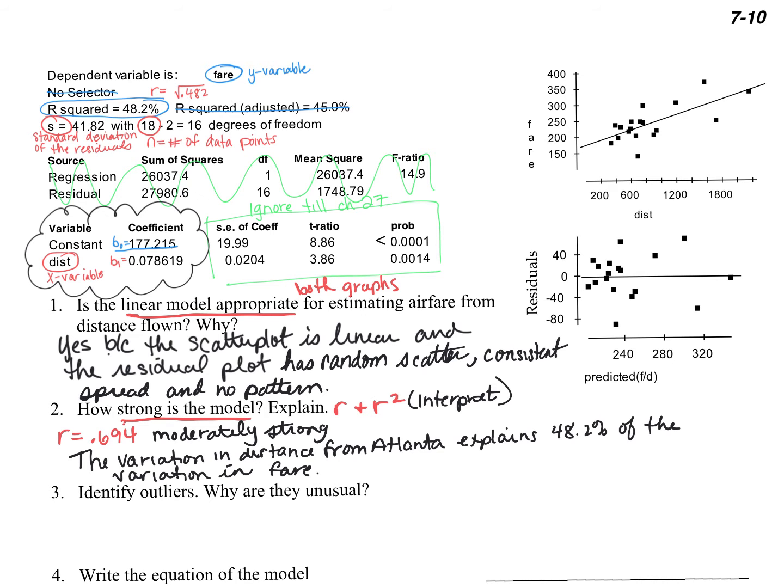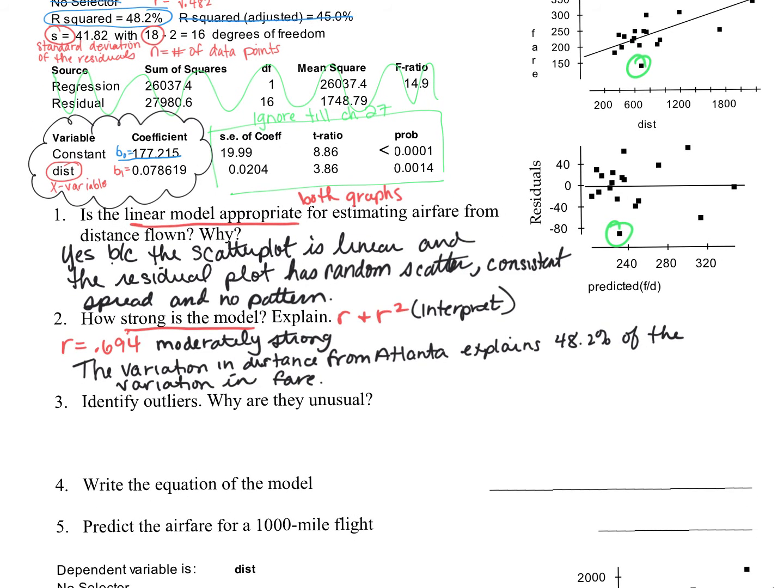Okay. Are there outliers? Probably this guy, right? It's unusually cheap for how far away it is. Sometimes outliers really stick out in the residual plot. Okay. So why is it unusual? It has a high residual, right? It's pretty low for the given x value. So yes, that's about 600.